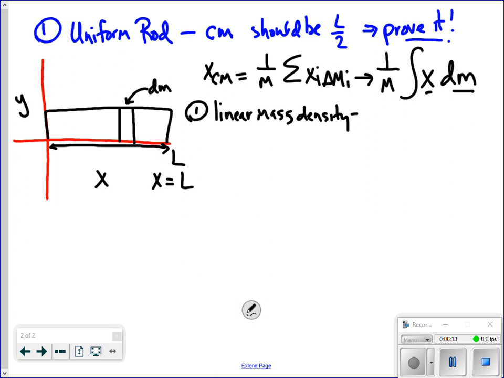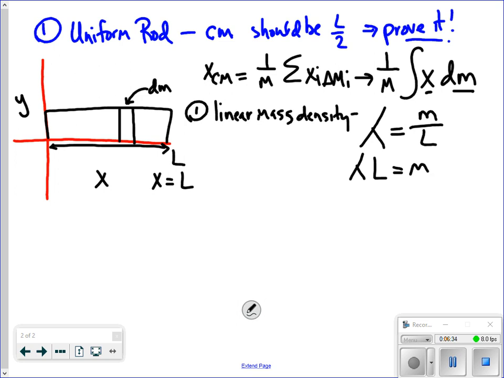Now your book uses this symbol lambda. For me, that's the symbol for wavelength, but it's okay. At least we're not going to confuse it with something else. So mass per unit length is what we're going to consider the linear mass density. You know how much I love fractions, so let's change things so that it is in a line.